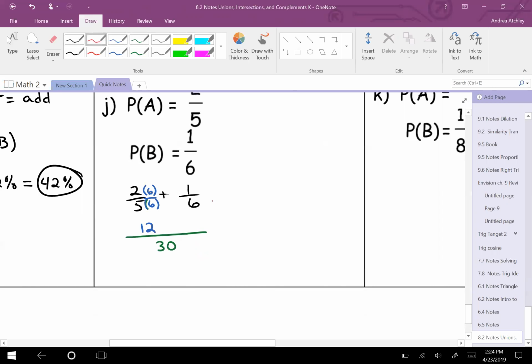Okay, how did I make the 6 into 30? I had to multiply by 5. If I do it to the bottom, I also have to do it to the top. 1 times 5 is 5. 12 plus 5 now is 17 over 30. Since they gave us our probability in fraction, I'm going to leave it as a fraction. You could change it to a percent if you'd prefer, but you can leave it like that.